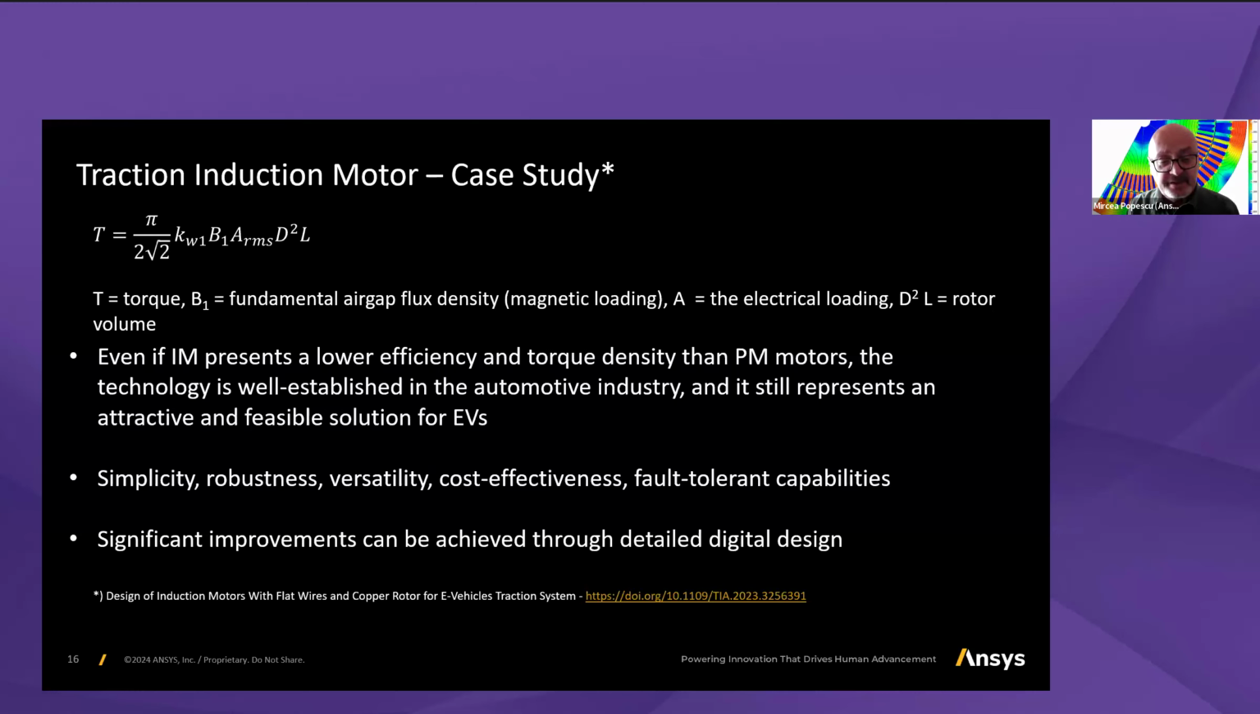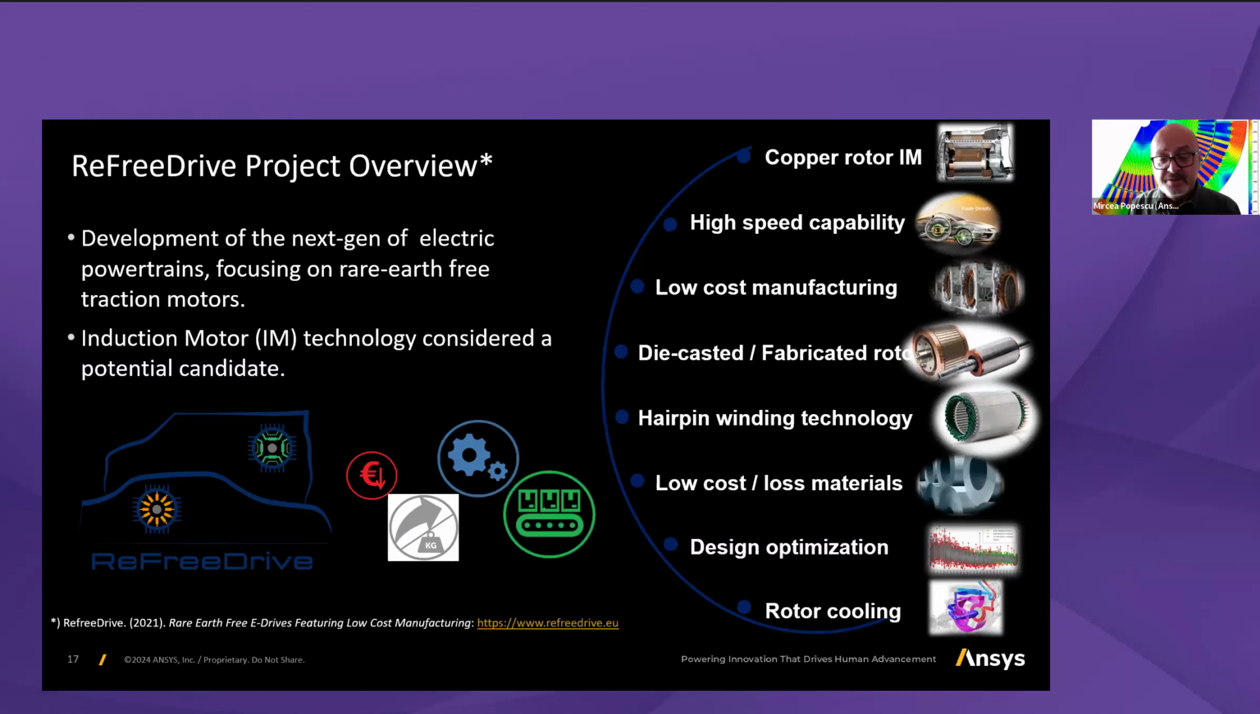Through digital design, we can achieve significant improvement, so then they can compete, maybe not at the same level from the efficiency point of view, but certainly they can deliver the same torque and power compared with an equivalent permanent magnet machine. And here you can see the link where you can find what I'm going to describe about the induction machine. The example that I'm going to show was developed, as I mentioned, during this REFRIDRIVE project, where the target was to design electrical machines for traction application with no rare earths.